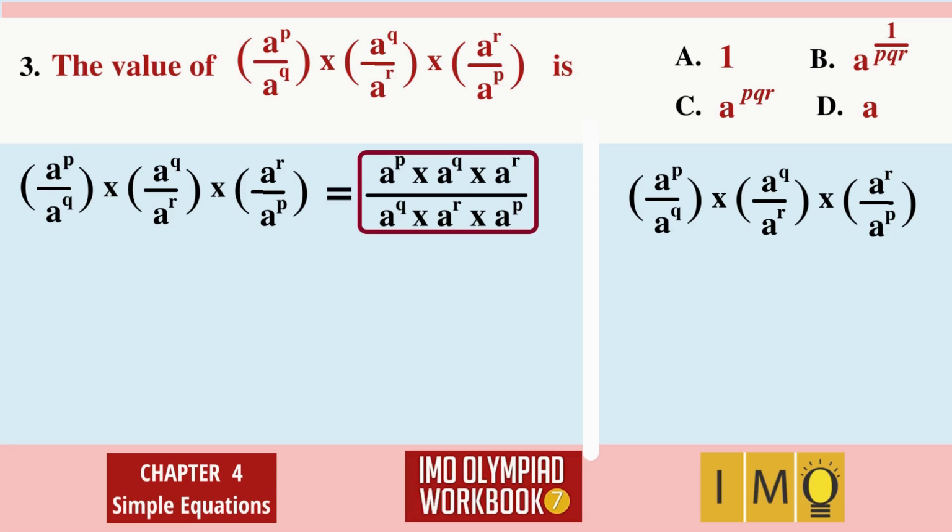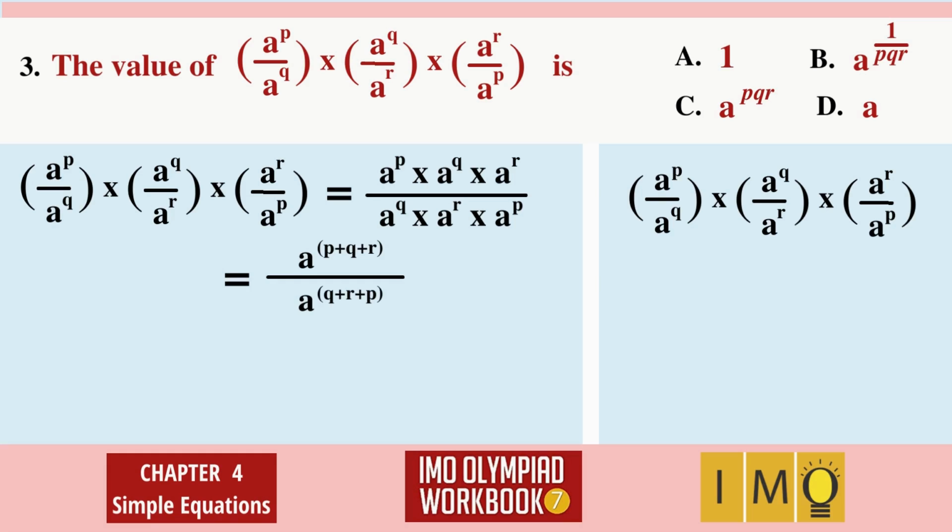What we get is a to the power of p into a to the power of q into a to the power of r by a to the power of q into a to the power of r into a to the power of p. In all the exponents, the base remains the same. So we'll simplify by adding the powers of the numerator. A to the power of p plus q plus r. Using the same property, the denominator becomes a to the power of q plus r plus p.